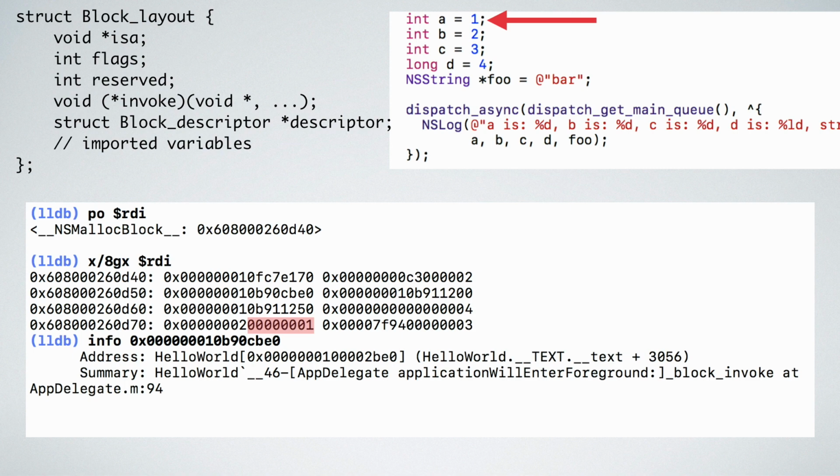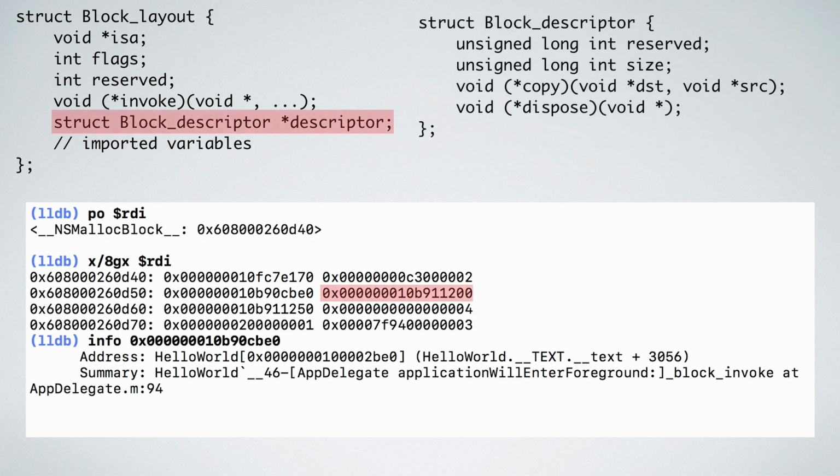Okay? And let's talk about that block descriptor. Oh yeah, I forgot about this. So in the upper right, I changed around the code. This is another struct you can find at opensource.apple.com. I don't really care about much, but I do care about the second value, size.